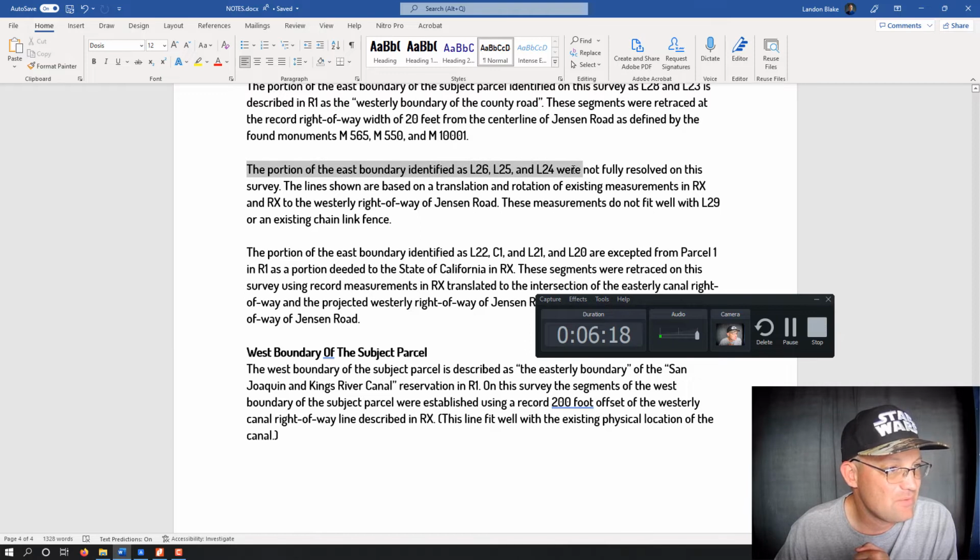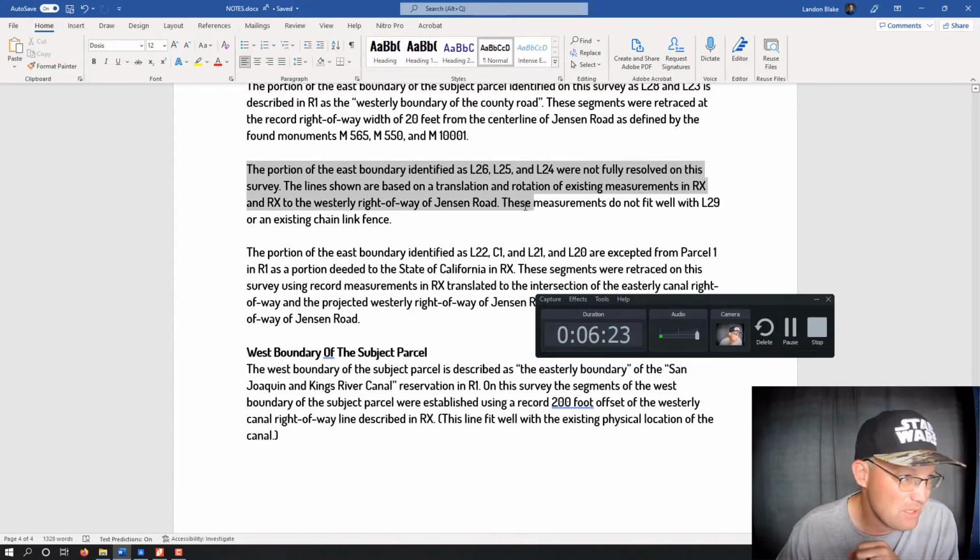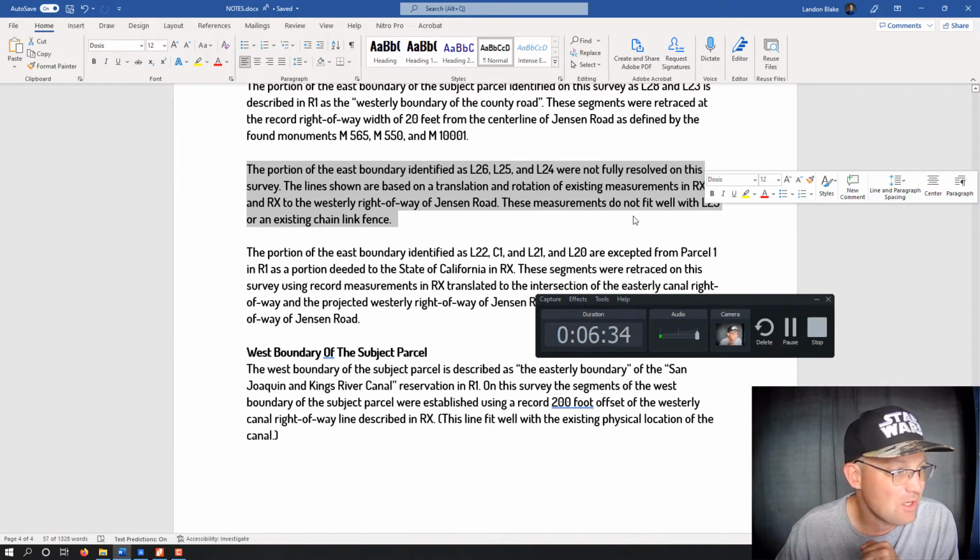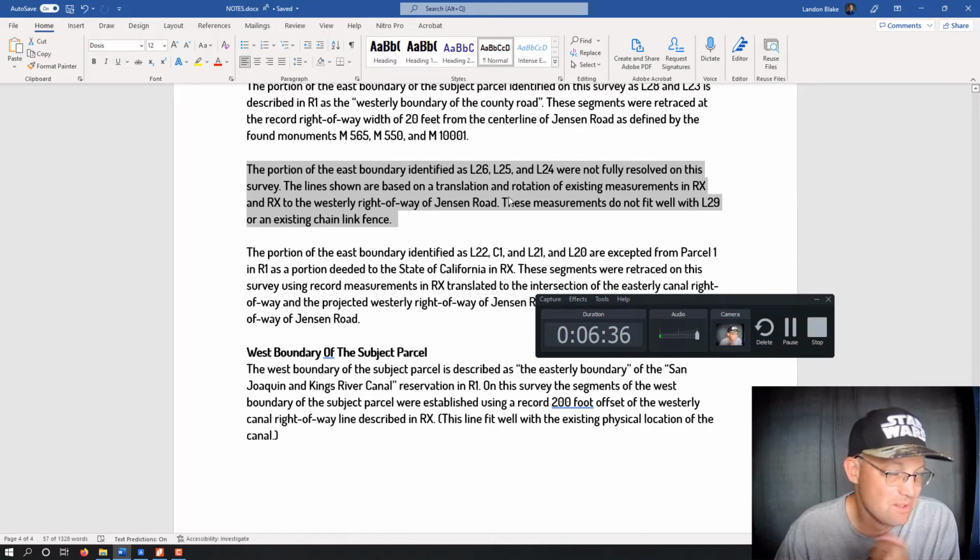Portion of the east boundary identified as those 3 lines were not fully resolved on this survey. Lines shown are based on a translation and rotation of the existing measurements in the 2 deeds, the 2 carve-out parcel deeds, to the westerly right-of-way of Jensen Road. The measurements don't fit well with L29, that's that quarter section line, or the existing fence.